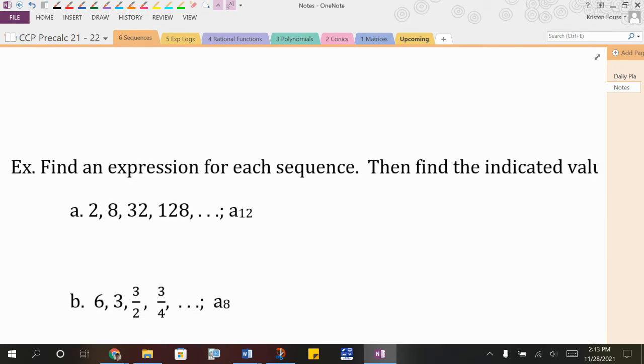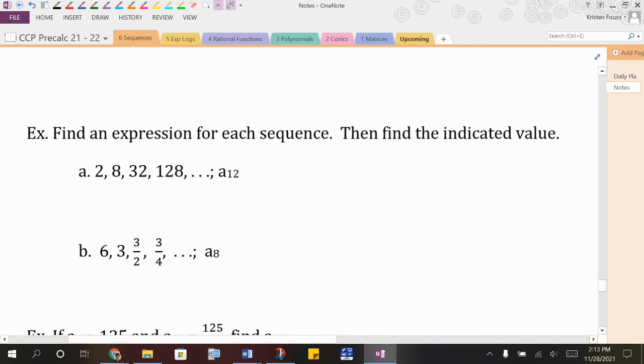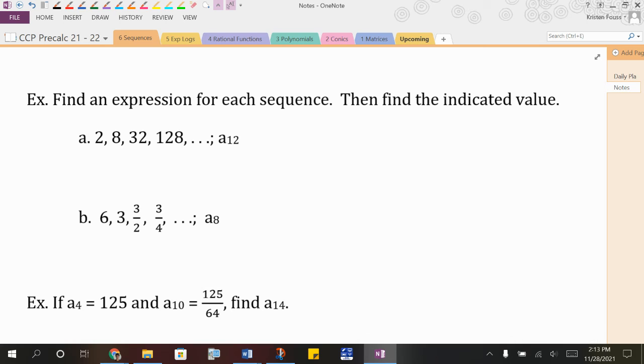We'll keep going. So I would like to find an expression for each of these, and then we're going to find that indicated term. So I've given you the sequence 2, 8, 32, 128, etc. I would like to find A_12. So again, if this is geometric, then we know we can use the formula A_1, so first term times R to the n minus 1 to write our expression.